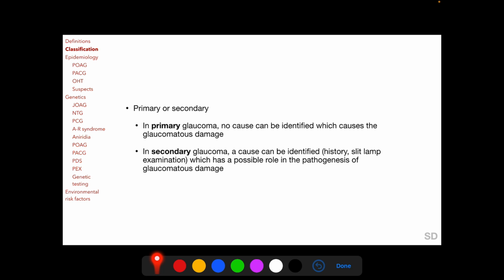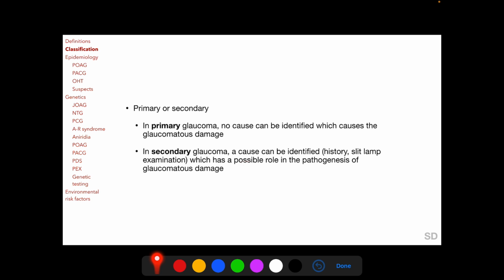The other method of classification of adult onset glaucoma is primary glaucoma or secondary glaucoma. In primary glaucoma, no cause can be identified which causes the glaucomatous damage, and in secondary glaucoma, a cause can be identified either in the history such as steroid use or trauma, or in slit lamp examination such as pigment dispersion and pseudoexfoliation, which has a possible role in the pathogenesis of glaucomatous damage.